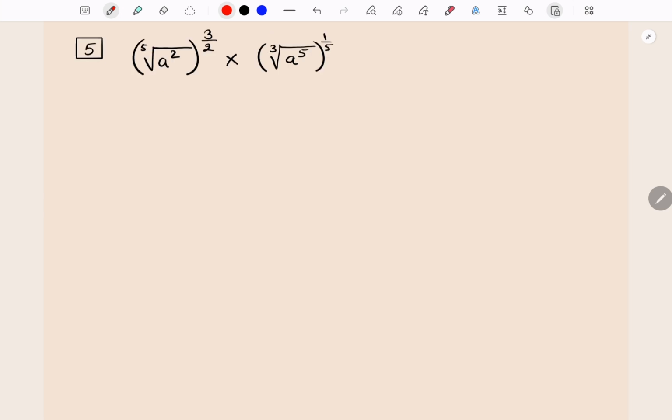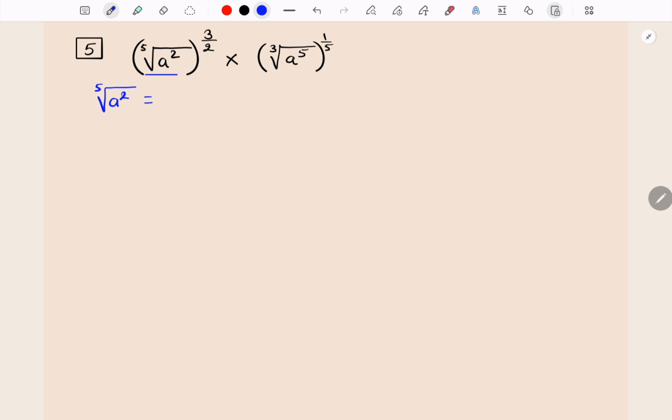Moving on to the fifth question. Look at this question very carefully. Here we need to first convert the roots to indices. Here we have the fifth root of a squared, right?